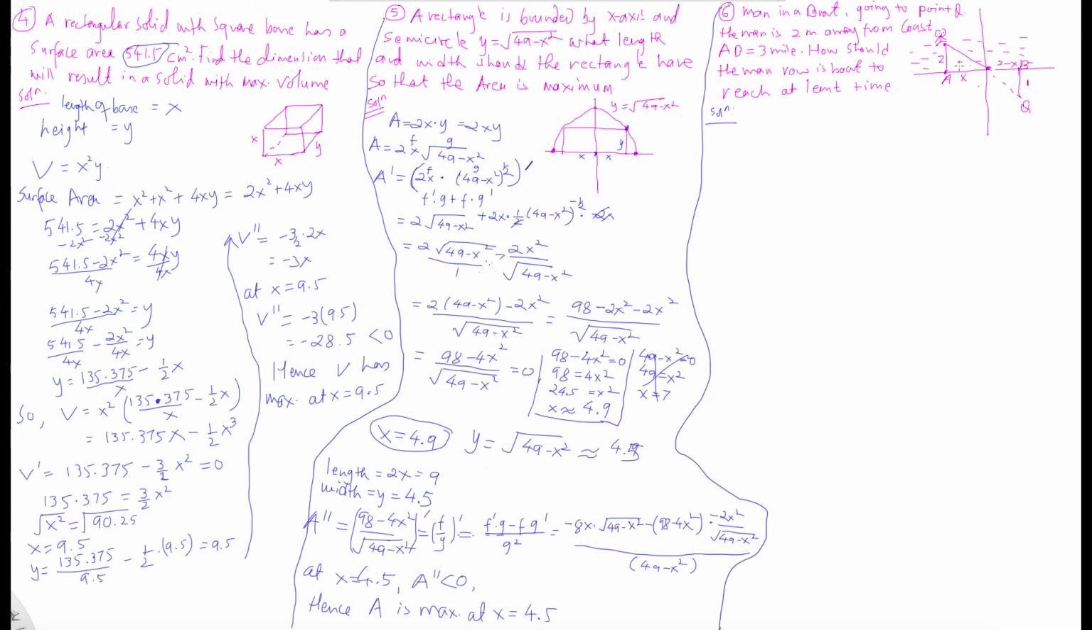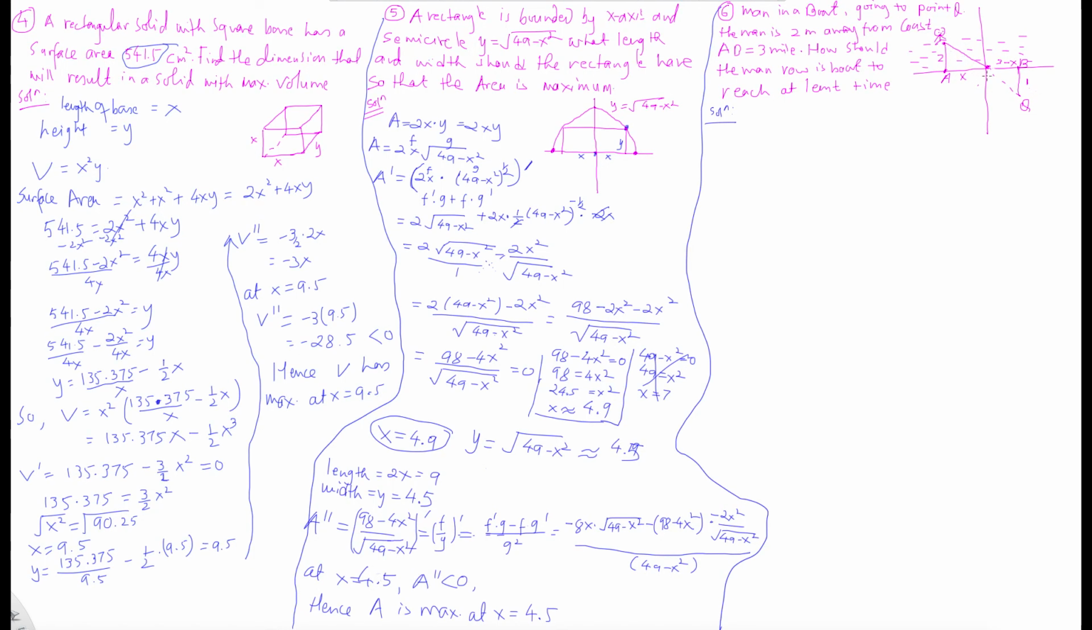So the question is, where should the man go on the land? Should he go like here and then walk like that, or should he go here at the point A and then walk like this, or should he go to the point here just diagonally and then walk like that, or how should he go so that he can reach the point Q in the least time?